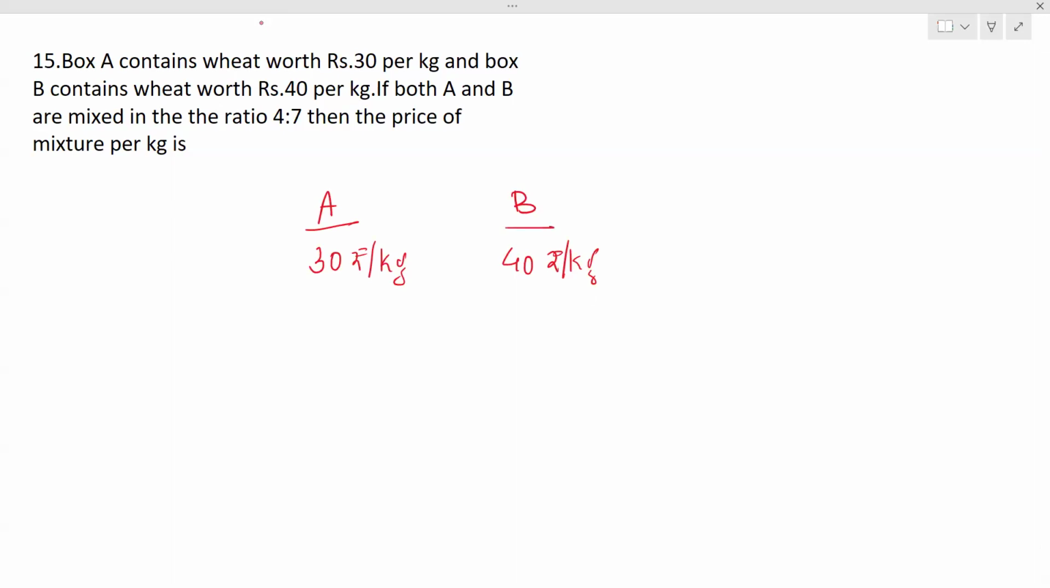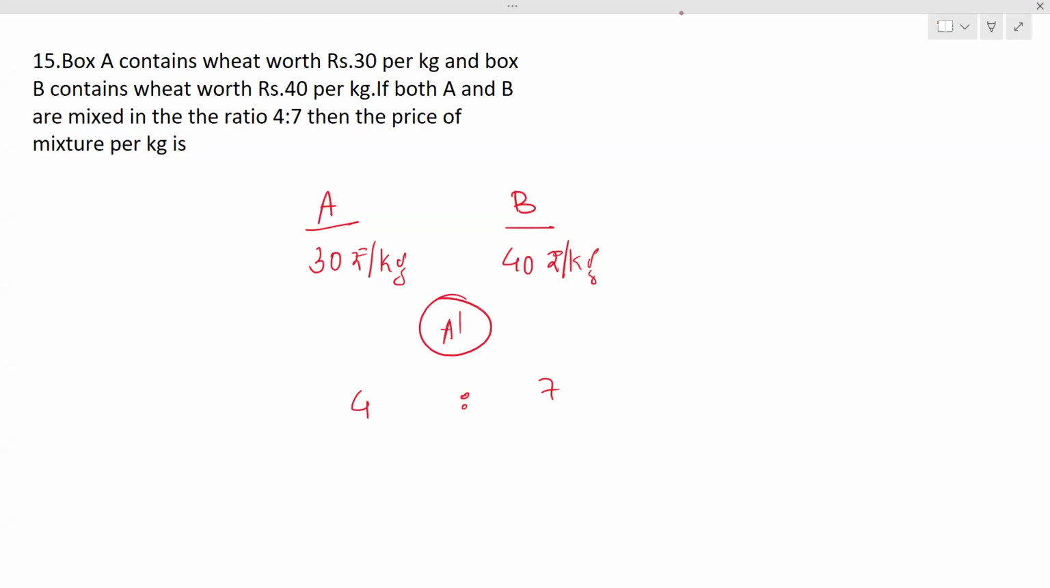By now you might be thinking something. If both A and B are mixed in the ratio 4 is to 7, beautiful. How many of you thought about it like this? Very good. Then the price of the mixture per kg is, what am I supposed to do? Price of the mixture per kg, meaning this time I have to find A dash.